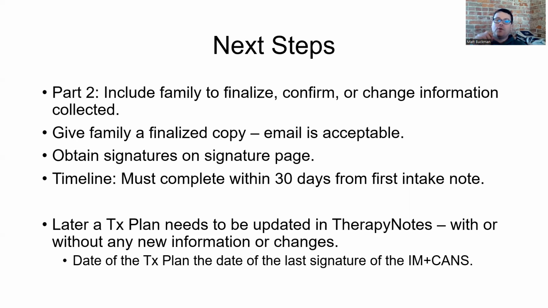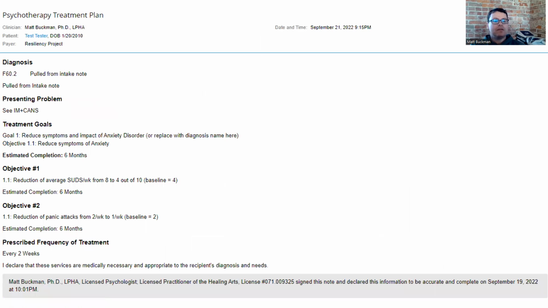So let's say I did my initial meeting on December 20th, and then I finalized that January 5th with the family, and the family signed, the caregiver signed, the youth signed, and I signed January 5th. Then my treatment plan date needs to be January 5th, so that it's matching and aligning with the date of the IM+CANS signatures. Here's an example of what that treatment plan looks like.